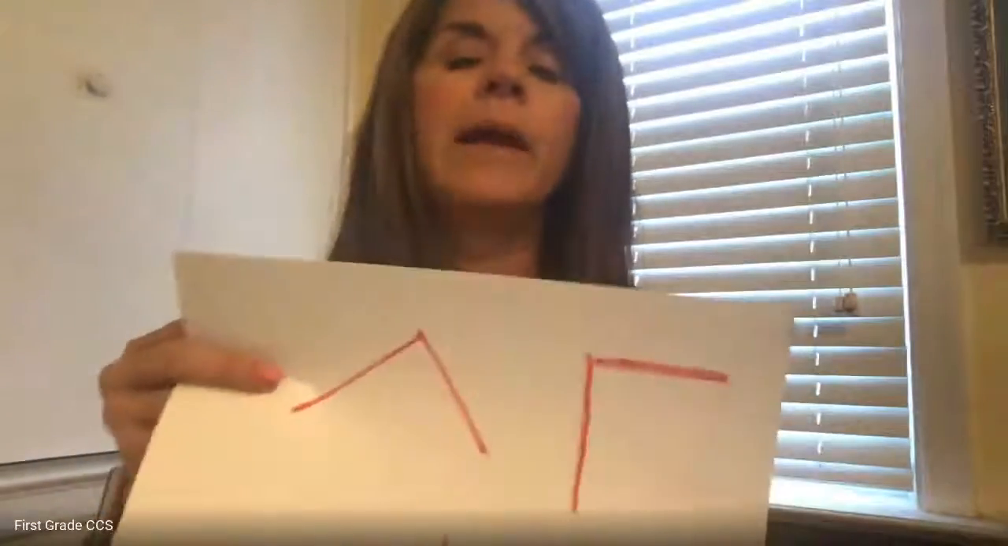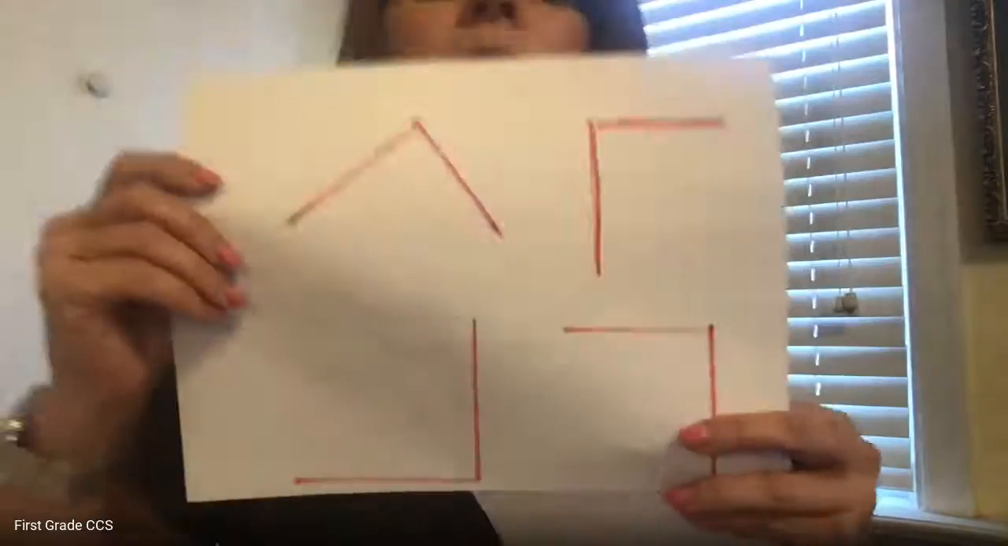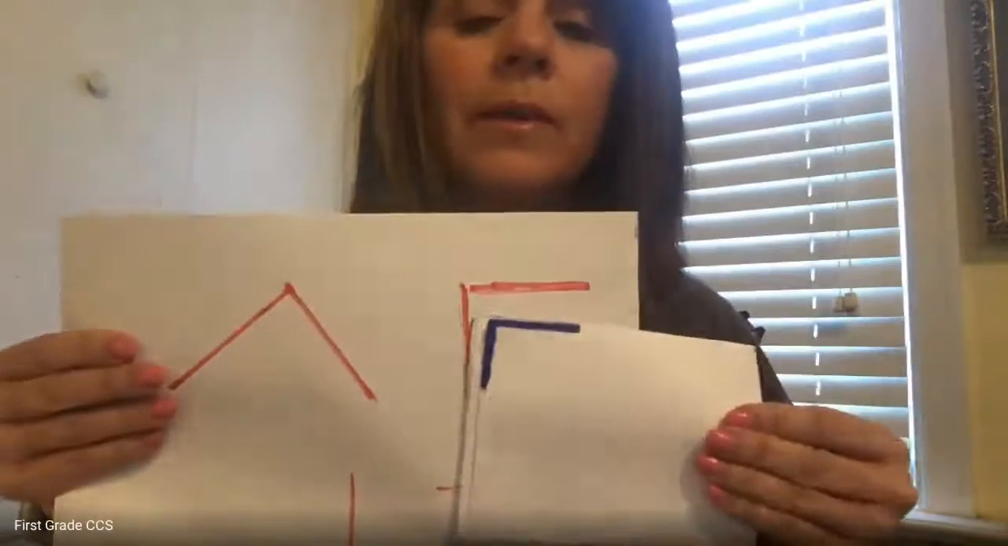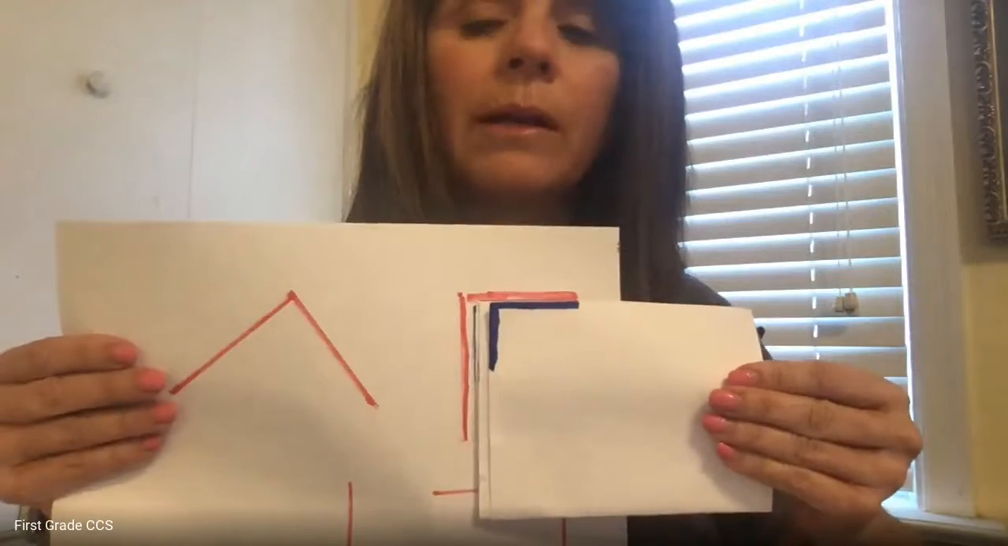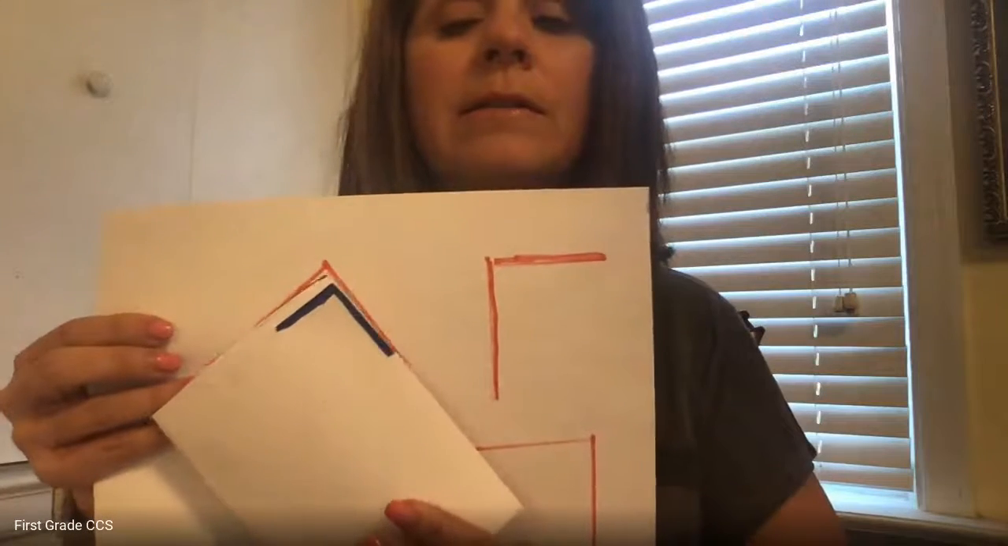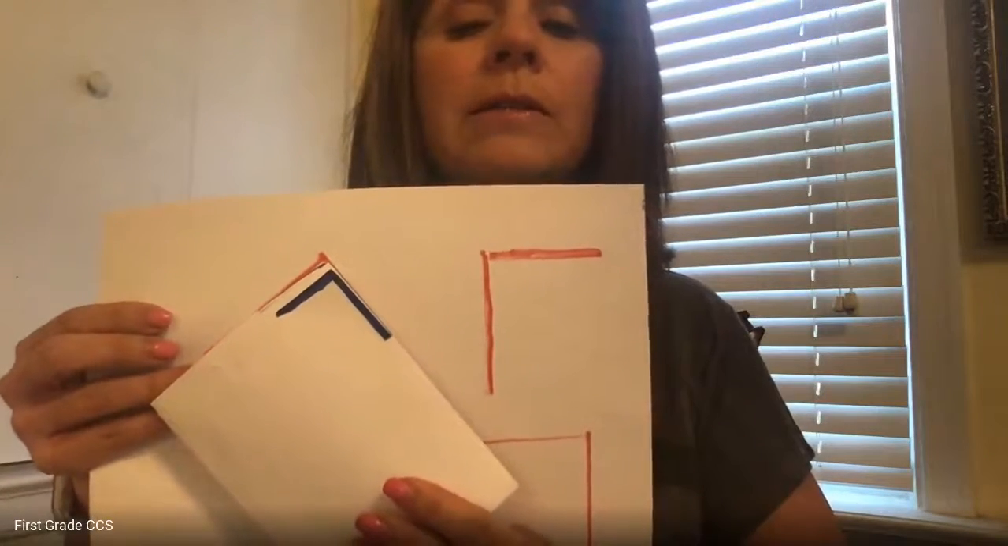And I'm going to show you this. I've made my L and I have made angles on this piece of paper. And to check this, if I put my L in there, there's a right angle. Oh, look, this one's a little different. Is it still a right angle? Yes, it is. See, it's just turned different. Still makes an L.